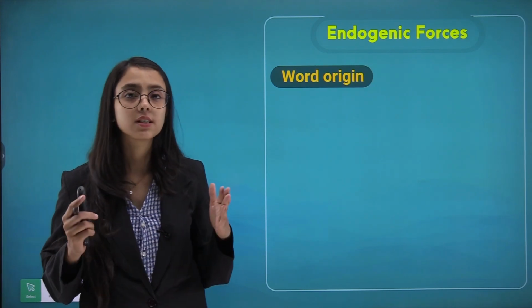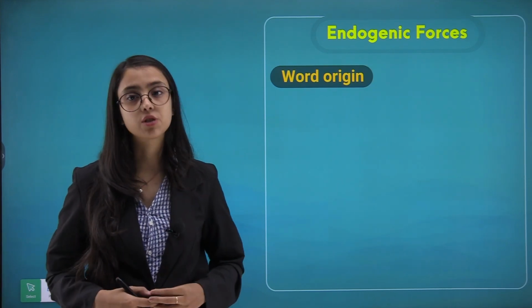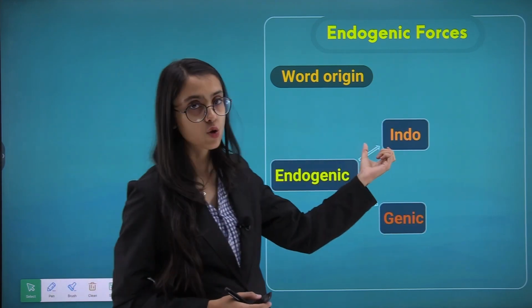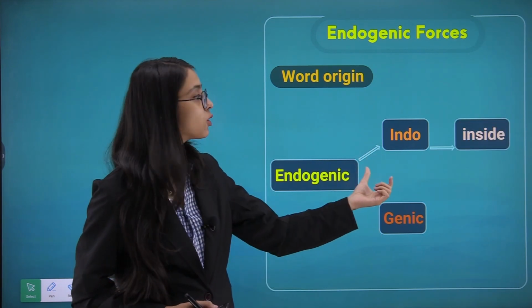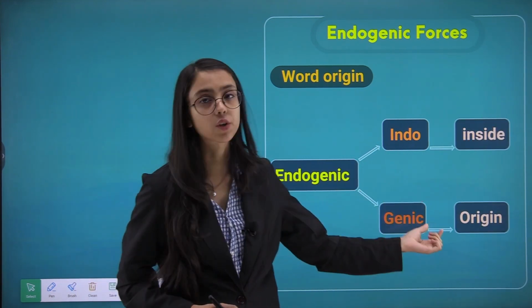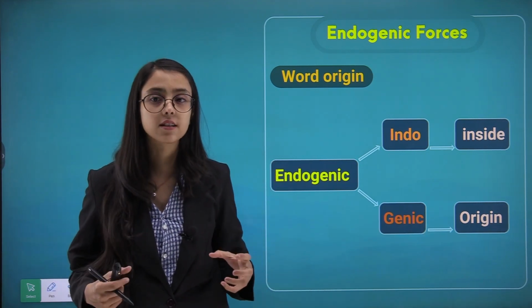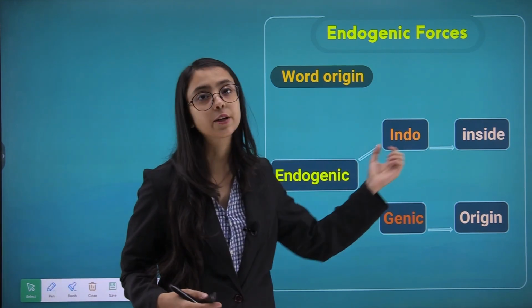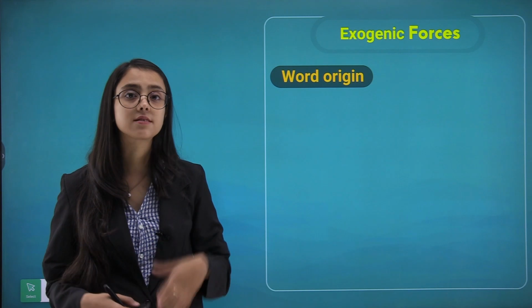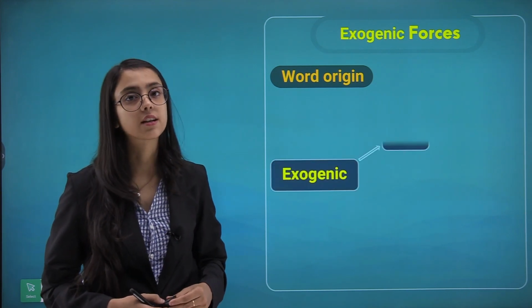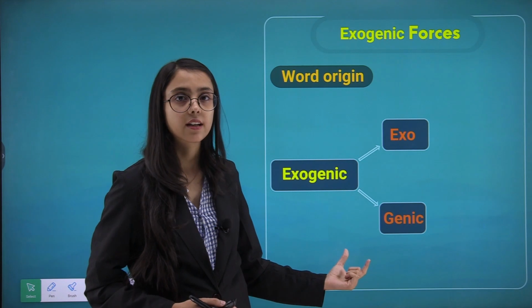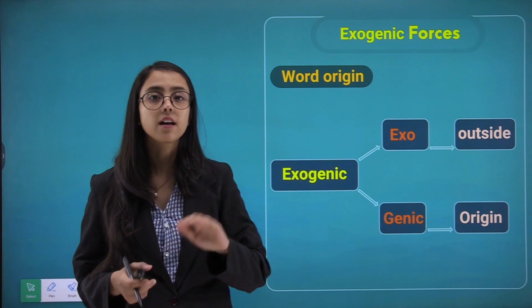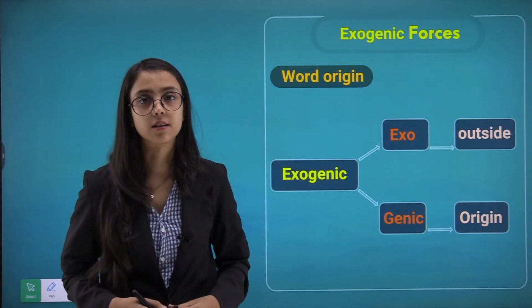So, now let us see where we get this word endogenic from. The word endogenic originates from two different words, endo and genic. Endo means inside and genic means origin. So, these are the forces or factors that have their origin inside the earth. Whereas the word exogenic is derived from exo and genic. Exo means outside and genic means origin. So, these are all the factors that originate outside the earth.